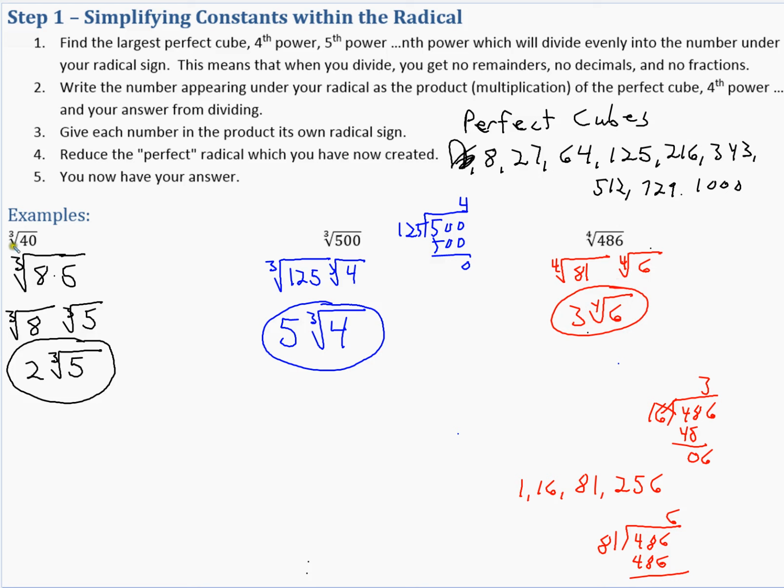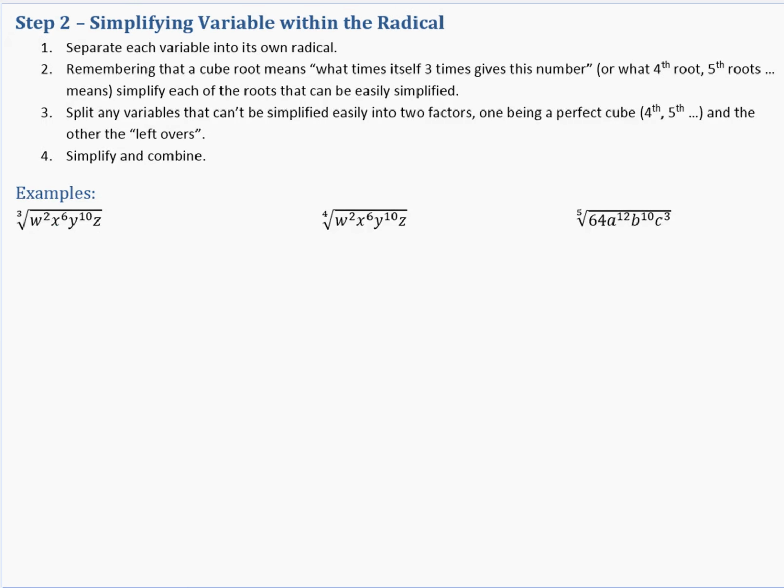So we did a couple cube roots, 4th roots, 5th roots would be similar. Same idea, but using perfect, or numbers that are something to the 5th power. Let's go ahead and look at simplifying variables within the radical. We're going to start the same way, simplify each variable into its own radical. So let's just go ahead and start with this example and follow our steps here.